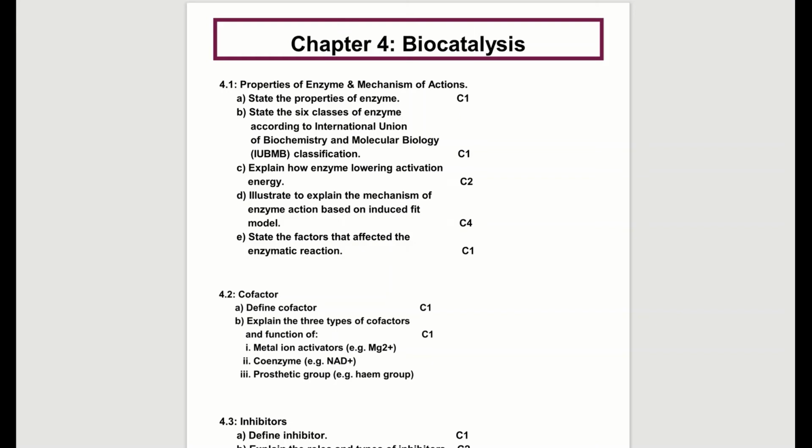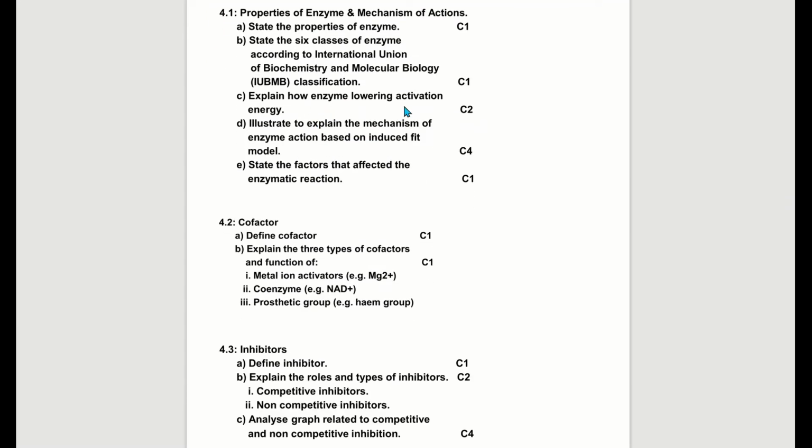Okay, for this chapter, chapter 4, we will look at biocatalysis. Okay. So ada 4.1, kita akan tengok enzim, karakteristik dia, properties dia, cara kita kelaskan enzim, macam mana enzim lower activation energy. So what is activation energy? And you have to illustrate. Okay, kena boleh lukis, tunjukkan. Untuk tunjukkan apa? Masa you nak explain mechanism of enzyme menggunakan induced fit model.